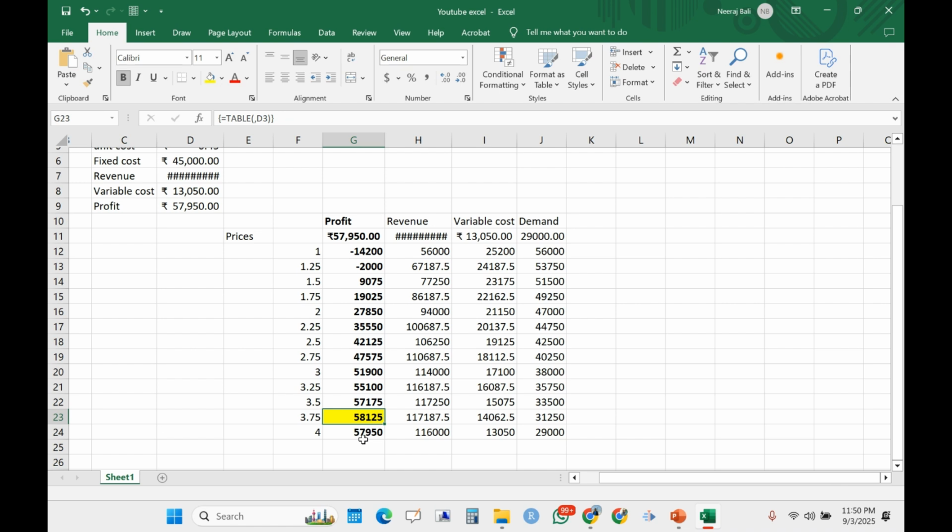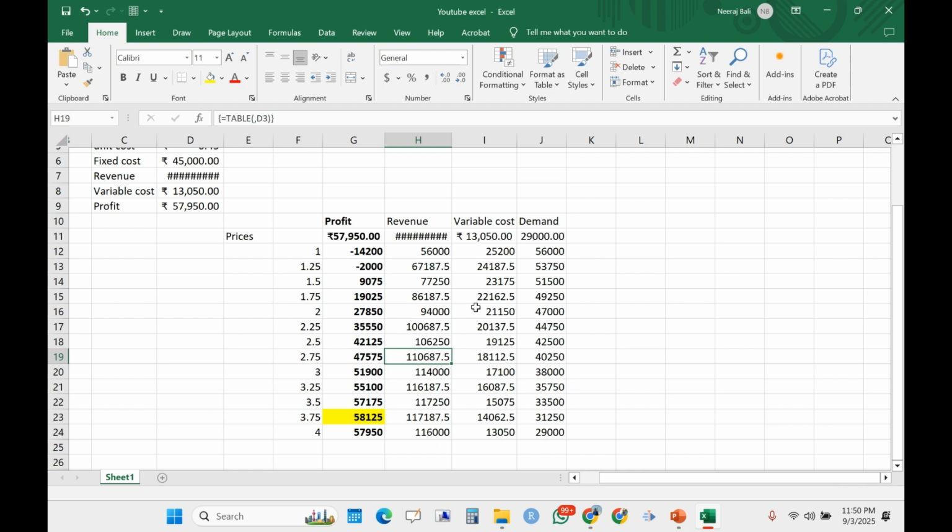Why is the profit reduced? Because now the price becomes very high, customers will stop buying the product, and therefore demand is reduced to 29,000, which is too much reduction in demand. Because of that, profit is reducing dramatically from 3.75 if I increase it to 4. So what is this analysis telling me now? This analysis is telling me that it's not increasing.